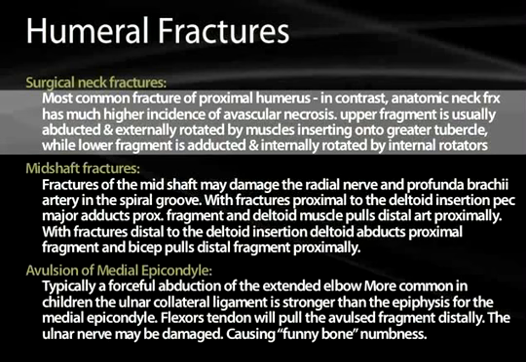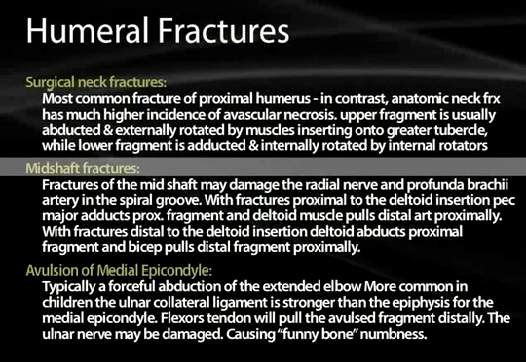The upper fragment of the surgical neck fracture is going to be abducted and externally rotated by the muscles inserting onto the greater tubercle because of the infraspinatus and teres minor muscles, while the lower fragment with that intertubercular groove, the pectoralis major, latissimus dorsi, and teres major, are all powerful medial rotators, so that portion ends up getting adducted and internally or medially rotated.